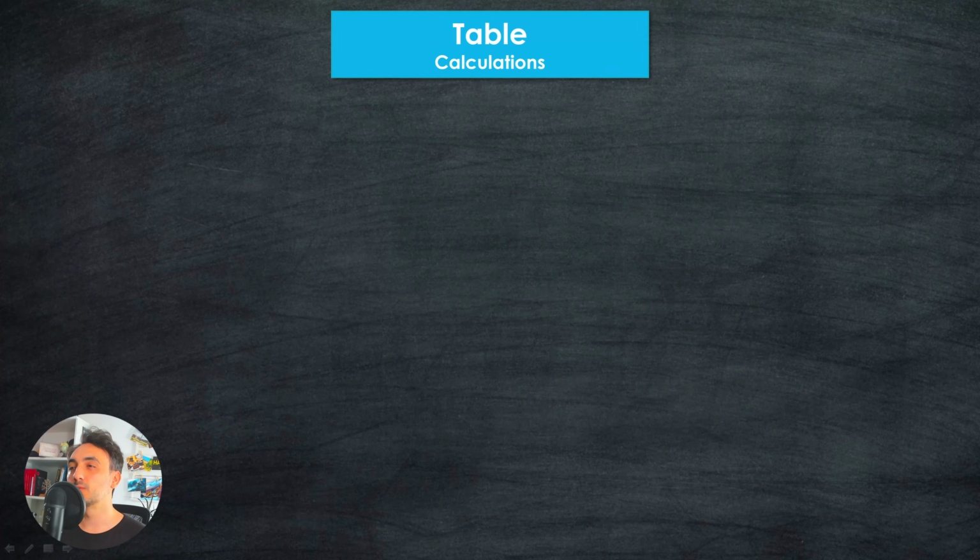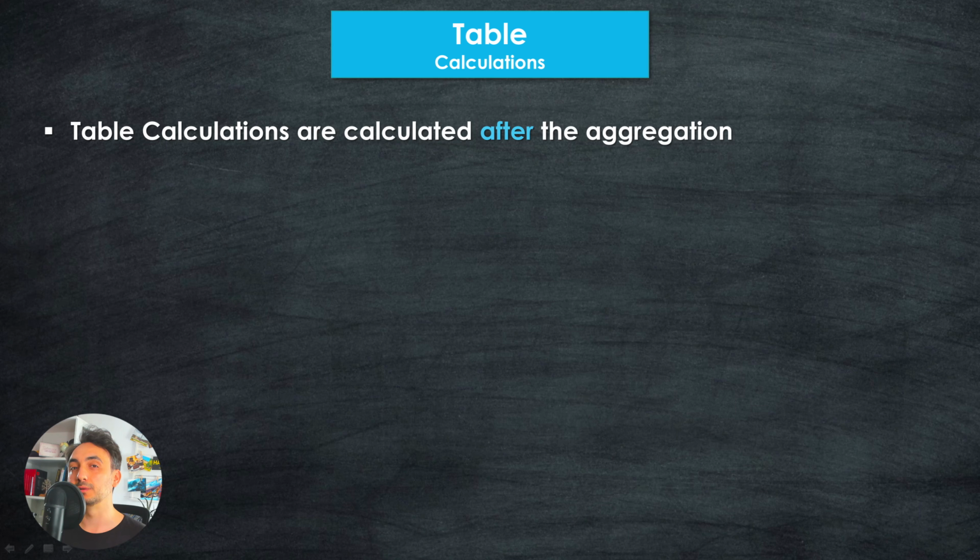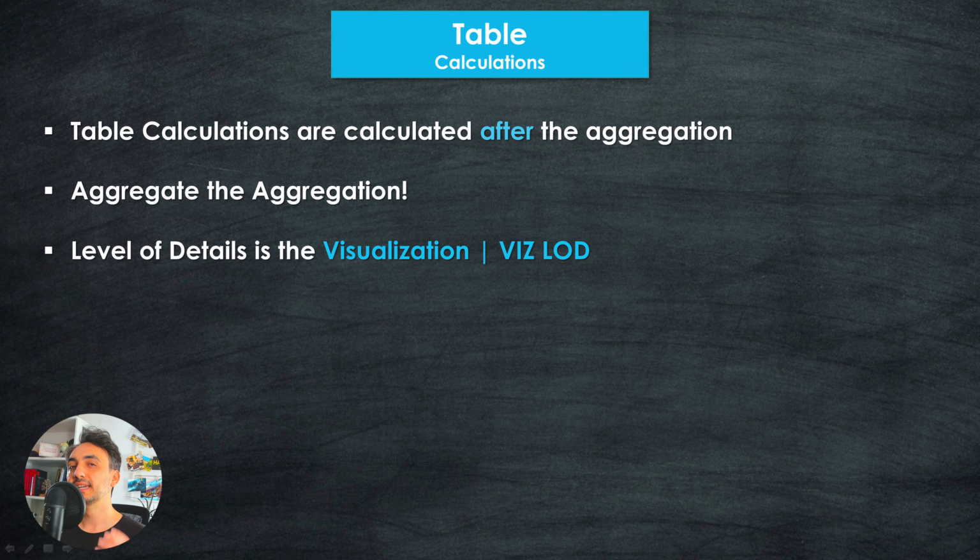The first question is, what are table calculations? Well, they are calculations that are going to be executed or performed after the aggregation is done on the visualizations. So they're going to aggregate the aggregations in Tableau. And it's important to understand the level of details. It's going to depend on the visualizations. So that means here again, the dimensions in the view are going to control the level of details.